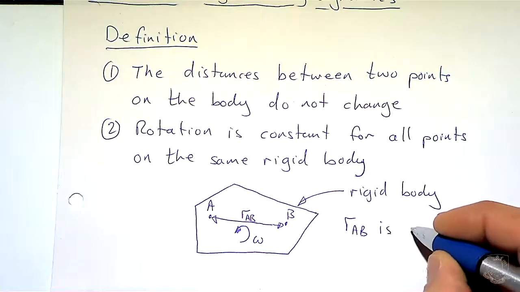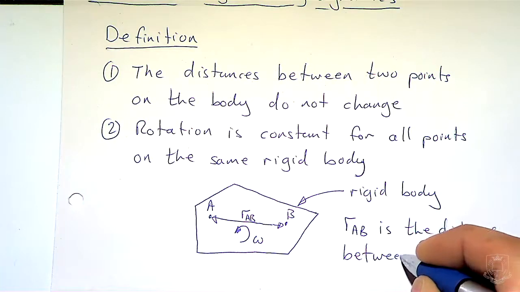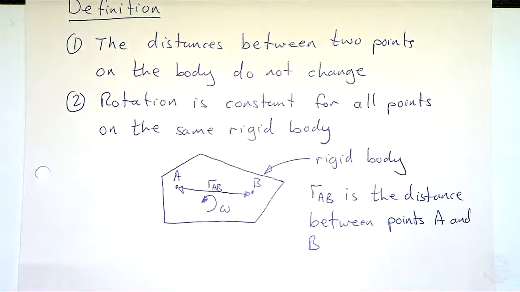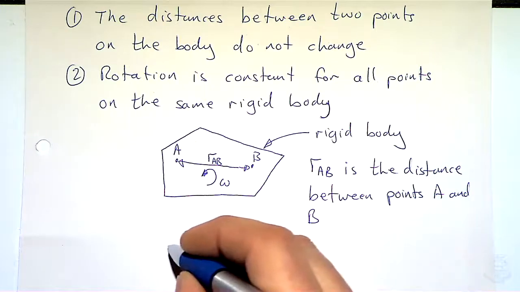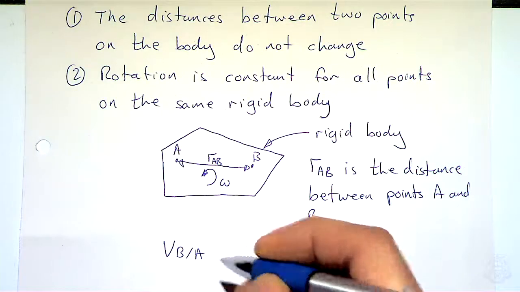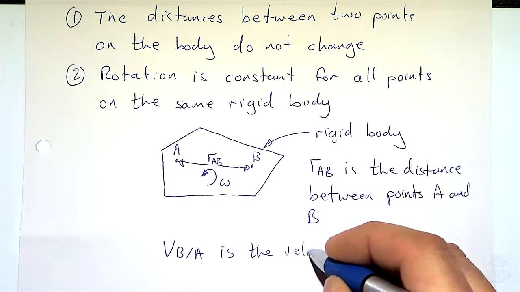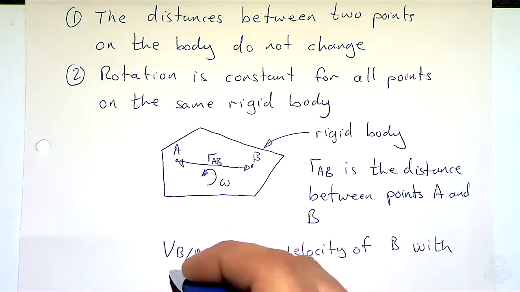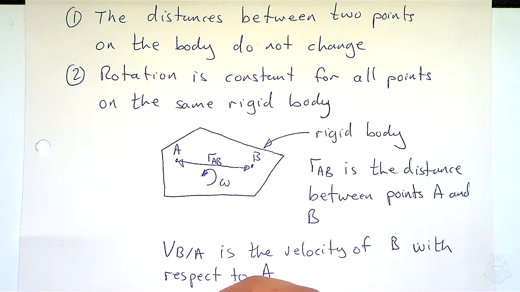So we'll say that RAB is the distance between points A and B. And we have VB stroke A, which is the velocity of B with respect to A. And omega is the angular velocity.